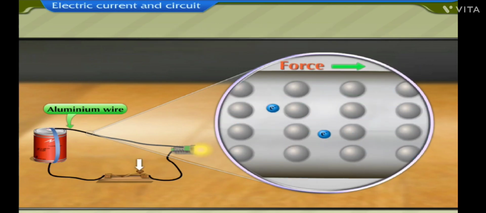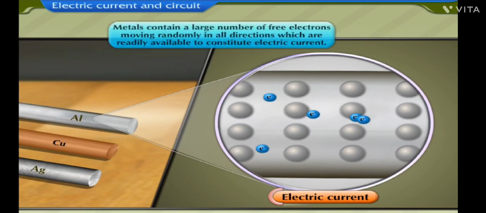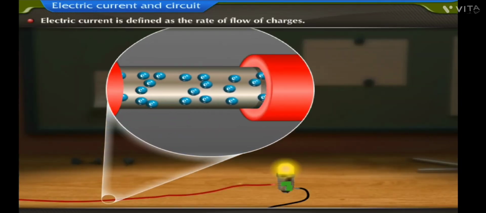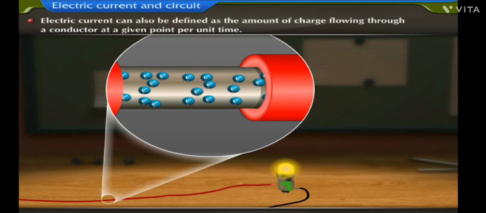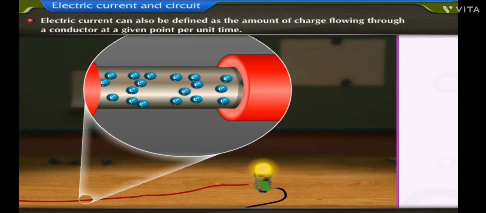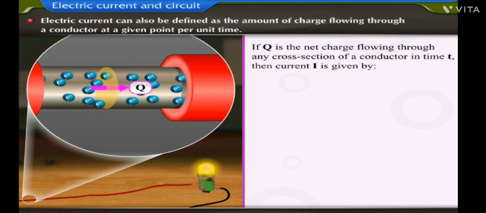When a force is applied and these free electrons are made to flow in a particular direction, they constitute electric current. It is interesting to know that metals contain a large number of free electrons moving randomly in all directions, which are readily available to constitute electric current. Electric current is defined as the rate of flow of charges. It can also be defined as the amount of charge flowing through a conductor at a given point per unit time. If Q is the net charge flowing through any cross-section of a conductor in time t, then current I is given by I = Q/t.